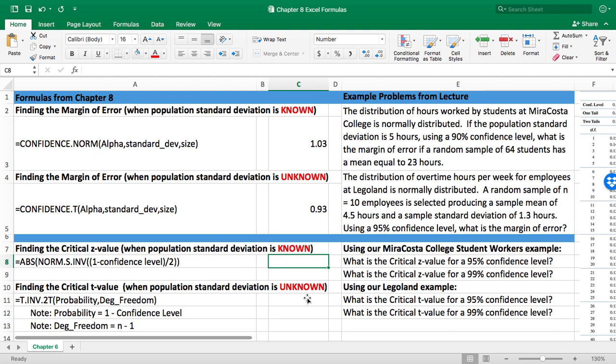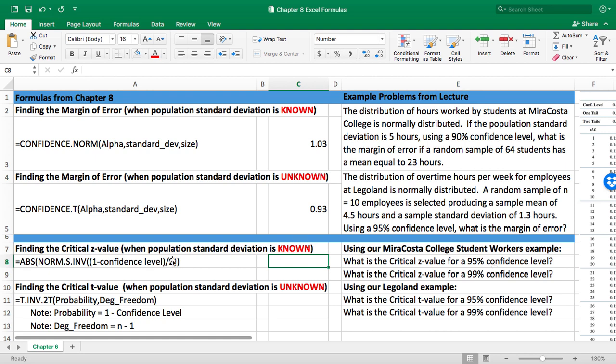The textbook also had some formulas on how to use Excel to find our critical z-values and critical t-values. While the lecture previously showed you how to do it using Appendix F, you can also use Excel. So for instance, if we were to use our Maricosta College student workers example, and we wanted to know the critical z-value for a 95% confidence level, you could just use the table I provided in the lecture with the most commonly used confidence levels, or you can use Excel.